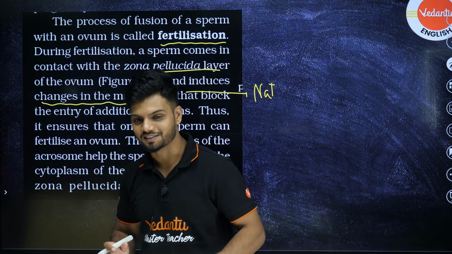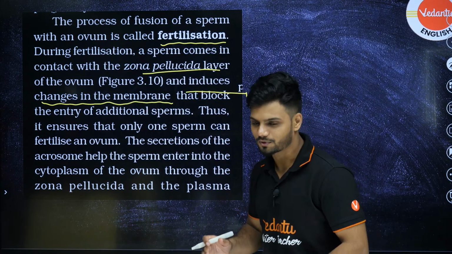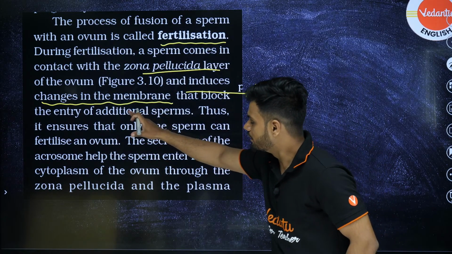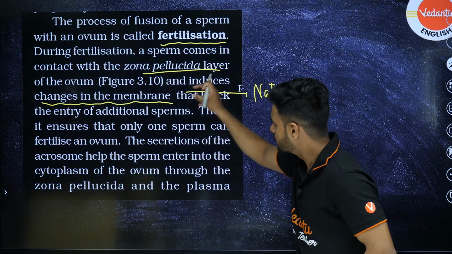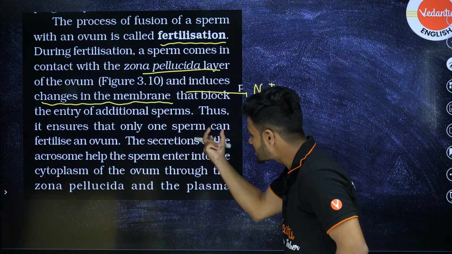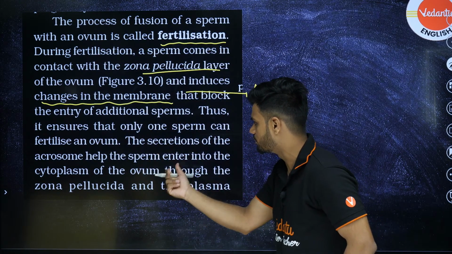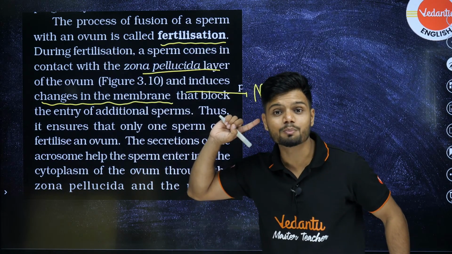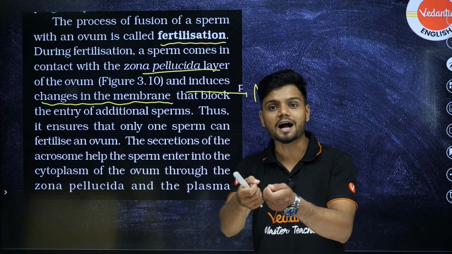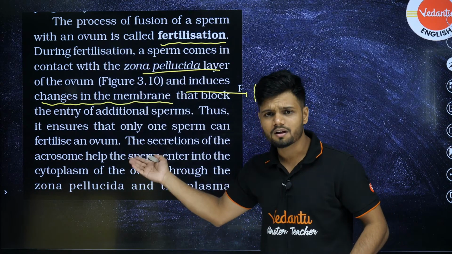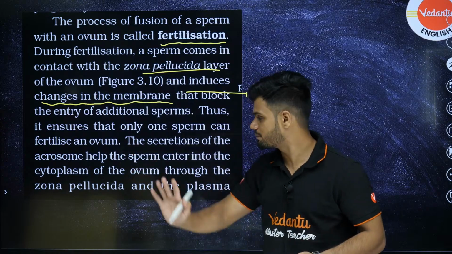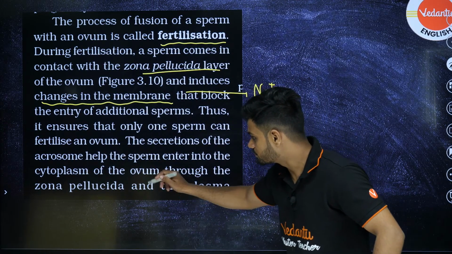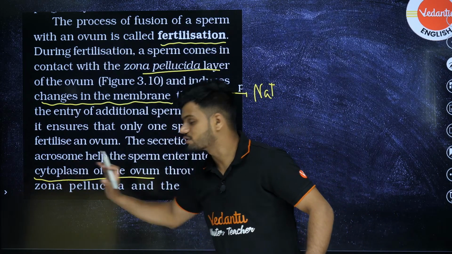Okay, that is a very interesting thing. The depolarization of the plasma membrane blocks the entry of additional sperm, that is, blocking polyspermy. Thus, it ensures that only one sperm can fuse with the ovum. The secretions of the acrosome we learned just now, the acrosomal reaction: the acrosin as well as the corona penetrating enzyme help the sperm enter the cytoplasm of the ovum.